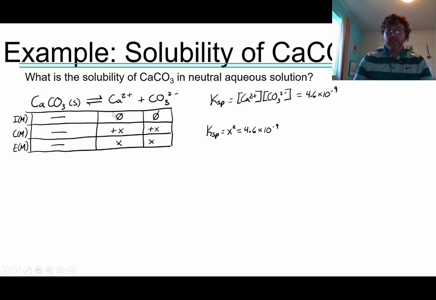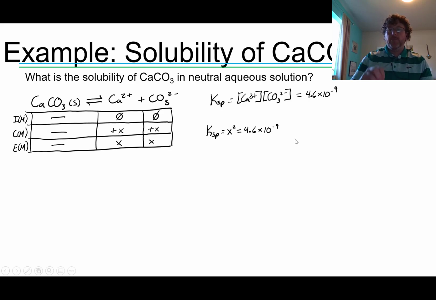The initial concentration of calcium 2+ is going to be 0 because none of the calcium carbonate has dissolved yet. Same for the carbonate. The change in concentration is going to be plus x molar and plus x molar for each species, so the equilibrium concentration should be x and x. If we plug the x's in for the equilibrium concentration of each ion in the Ksp expression, we get the relationship x squared is equal to 4.6 times 10 to the negative 9th.